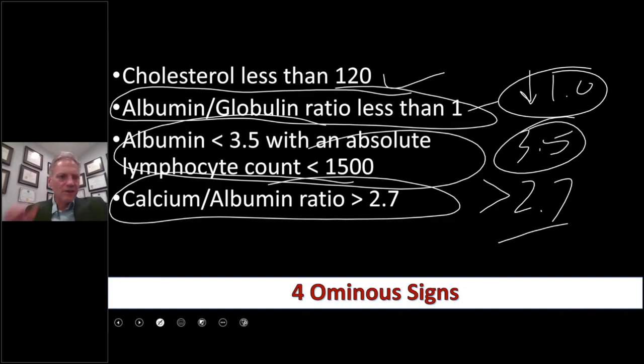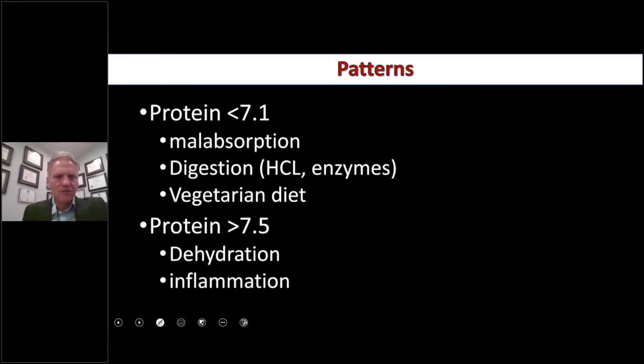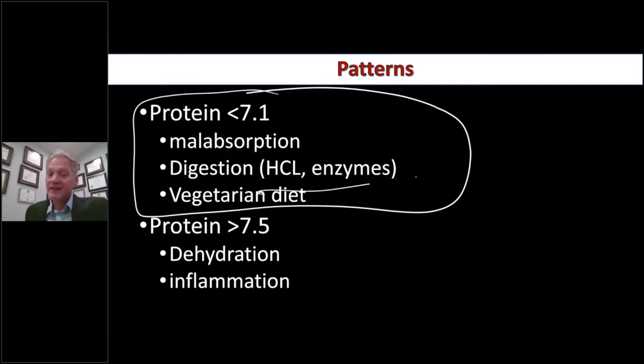Okay, so here's AG ratio. I'm going to skip through these because they don't really help us a whole lot. So low protein, when it's low, think about malabsorption, low HCl, low enzymes, and a vegetarian diet. That could be it. Or elevated, you want to think about inflammation.